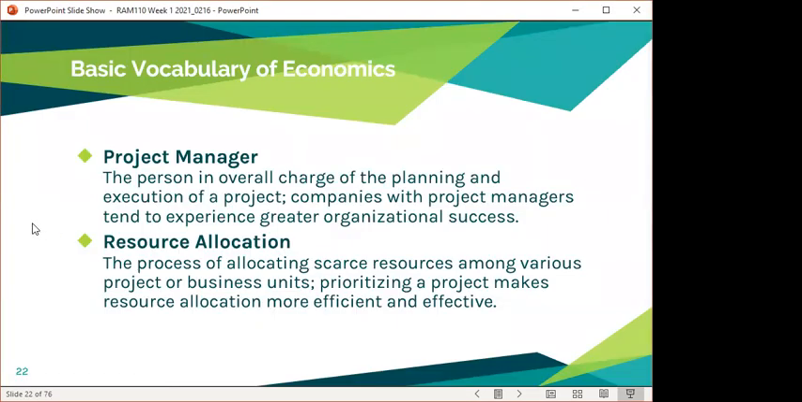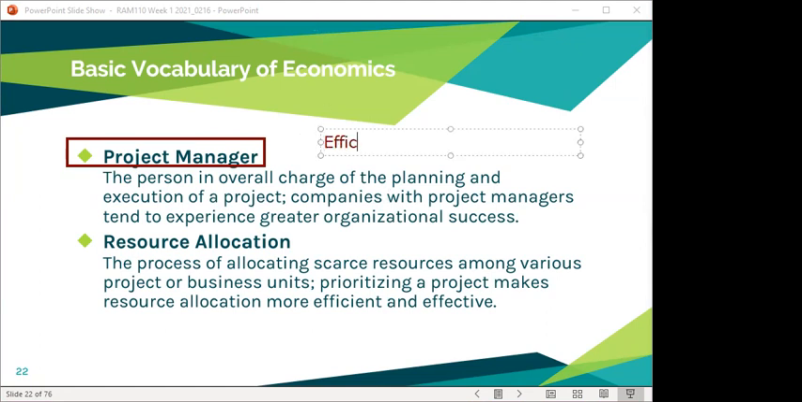All right, some more terms we should be familiar with. The role of a project manager. As a matter of fact, you may be a project manager, and this is the person in overall charge of planning and execution of a project. Large companies typically have these project managers, and they tend to experience greater organizational success because the work's being done more efficiently and effectively. Efficient and effective are two words that you're going to see a lot in business if you haven't already.